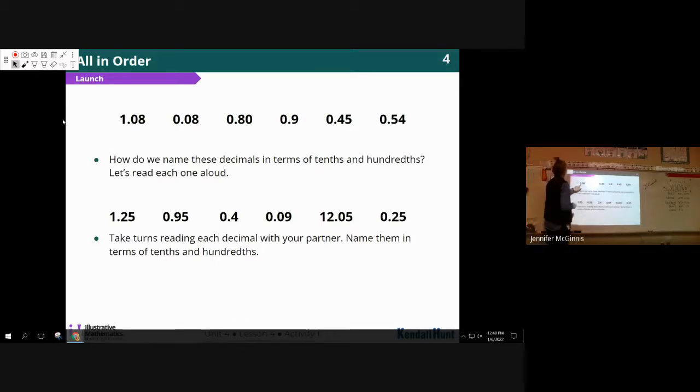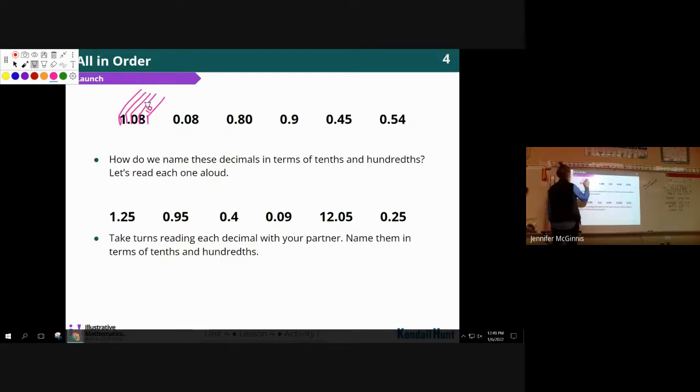So this decimal is read as 1 and 8 hundredths, because if we were to make this into a place value chart, right?